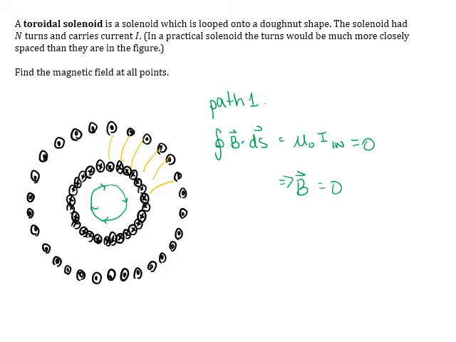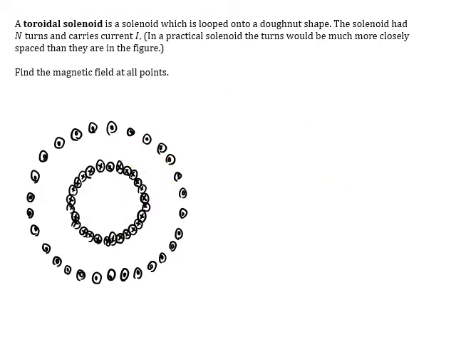Okay, there's path 1. Let's do path 3 next. And I picked to do path 3 next because it's also pretty easy. So for path 3, I'm going to take my closed path outside of everything.